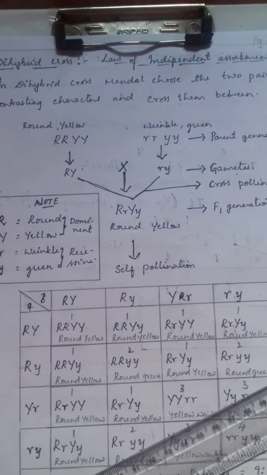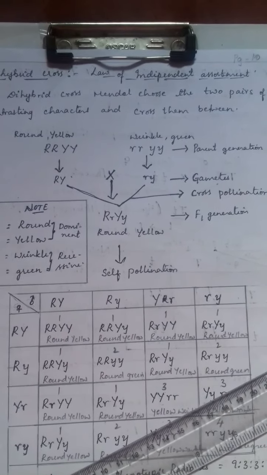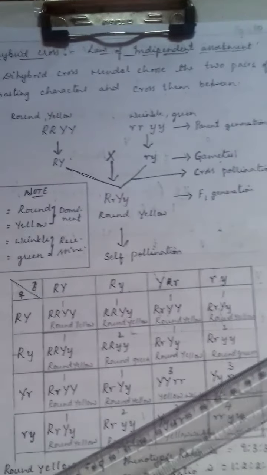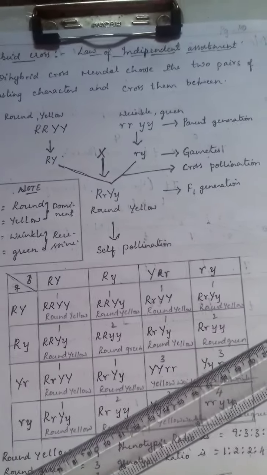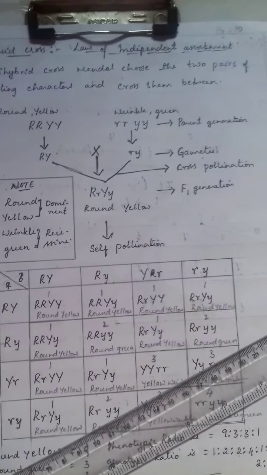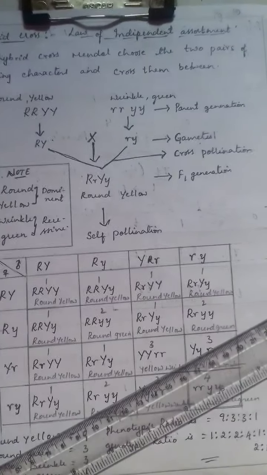Today I came with the class as a continuation of the previous class. In the previous class we discussed the monohybrid cross, which was proposed by the father of genetics, Gregor John Mendel.